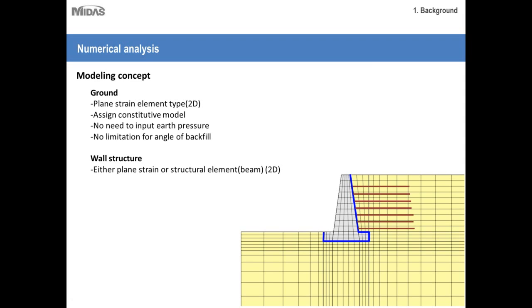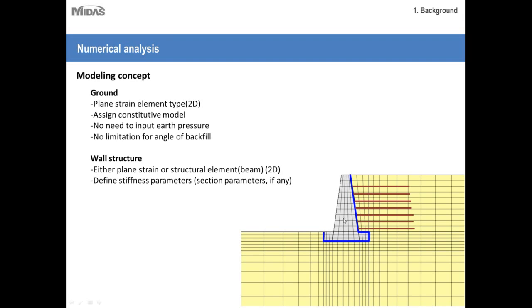Then the second most important component is the wall structure itself. For modeling the wall structure, depending upon what type of wall you are dealing with, if it is a gravity wall, then we would model it as 2D finite elements using plane strain members. If it is, let's say, a cantilever wall or an MSE wall, then you can model it as a single beam element also. Then you define the stiffness parameters for the elements that compose the wall members.